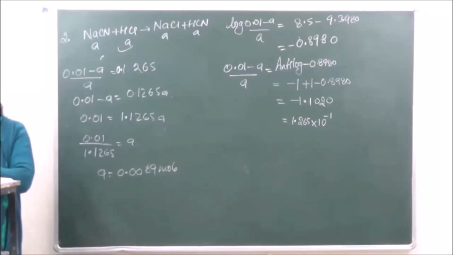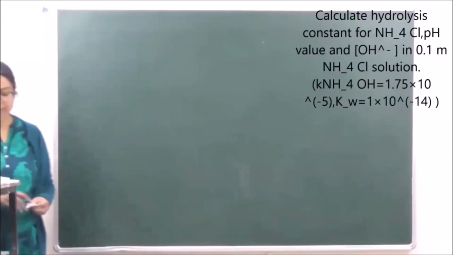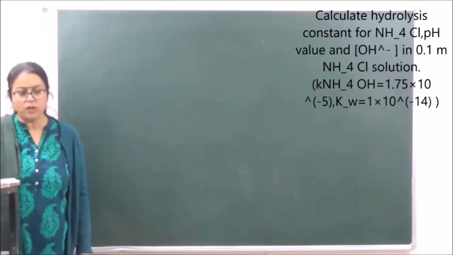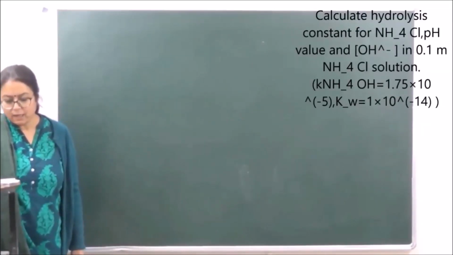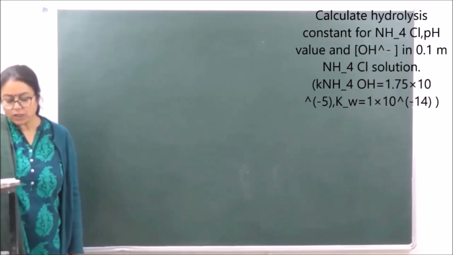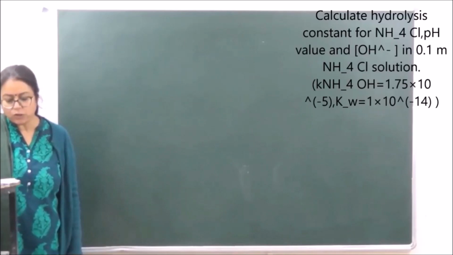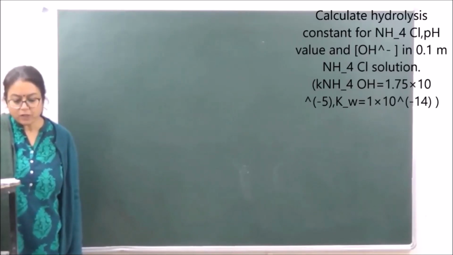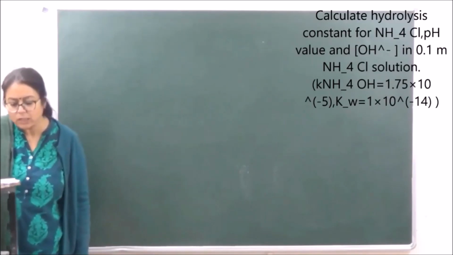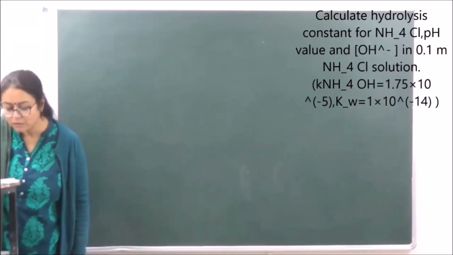Let's go on to our next question now. What is our question number 3? Calculate the hydrolysis constant for NH4Cl, the pH value and the concentration of OH in 0.1 molar NH4Cl solution, when Kb for NH4OH is given as 1.75 into 10 raised to power -5 and Kw is 1 into 10 raised to power -14.